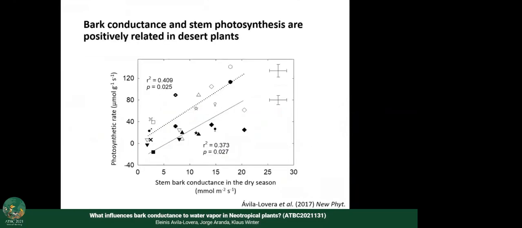And we also know that bark conductance and stem photosynthesis are positively related in desert plants. So this is a study that shows across different species as well that those species with greater photosynthetic rates also have greater conductance to water in their bark, meaning that features that make those barks more conducive of water movement can also influence how much CO2 moves through that bark as well.